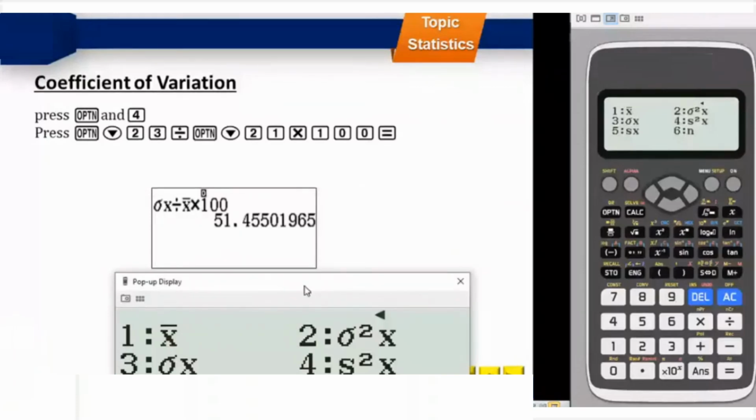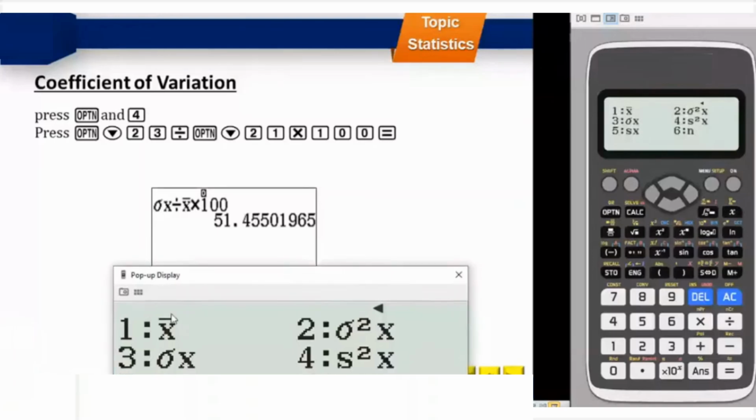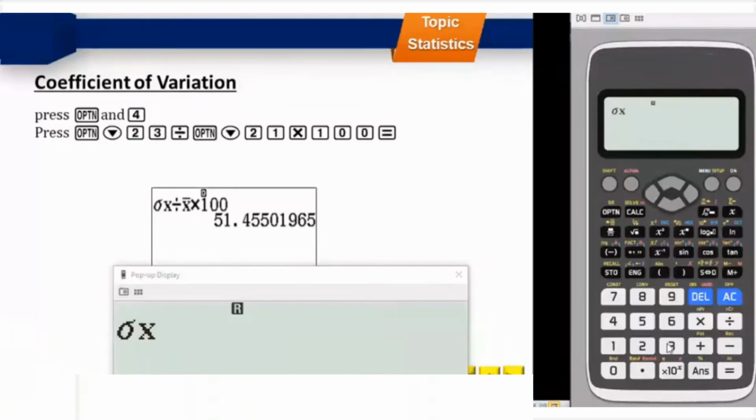Please note sigma x is 3. Can you all see that? Where my cursor is, sigma x is 3. So I will press 3. I will press divide. I will press option again. I will scroll down. I will press 2.